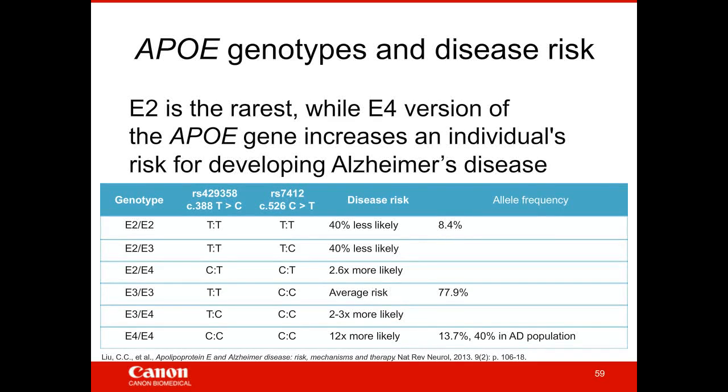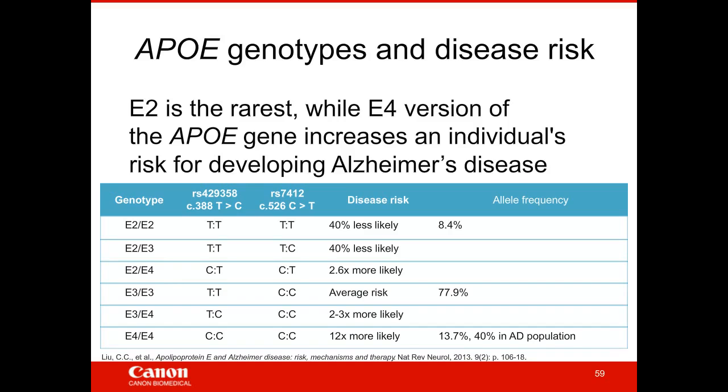For some more background, everyone has two copies of a gene, and the combination determines your APOE genotype. The E2 allele is the rarest form of APOE with an allele frequency of approximately 8% in the general population, and carrying even one copy appears to reduce the risk of developing Alzheimer's by up to 40%.